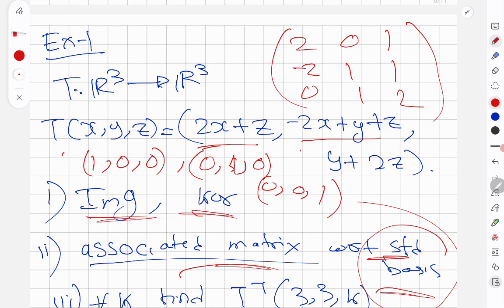So then we're going to write them in row form again, not column? I told you: the images. Note my words, you will never forget them. The images generated by the standard basis are the columns of the associated matrix. This is the best explanation.